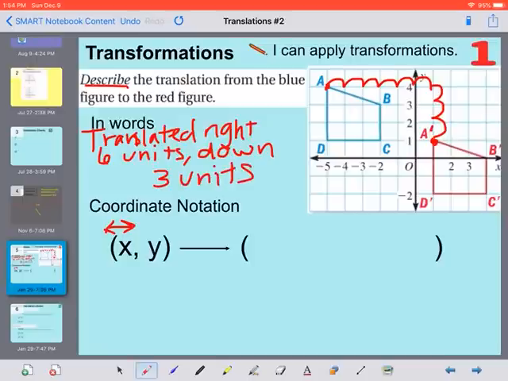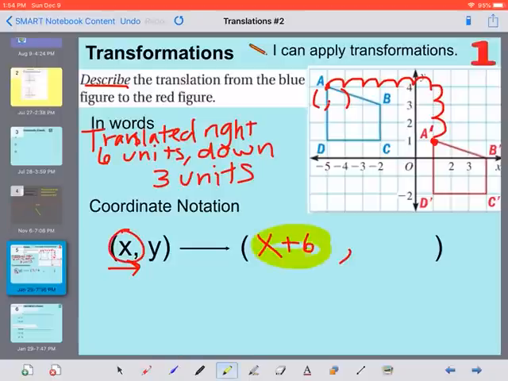So now we have what's called coordinate notation. We know our original point was x comma y, whatever this point was. But now we took our x coordinate and we moved it to the right 6. So we're going to write x plus 6. That's really what happened with our x term right here. So this is x right here.